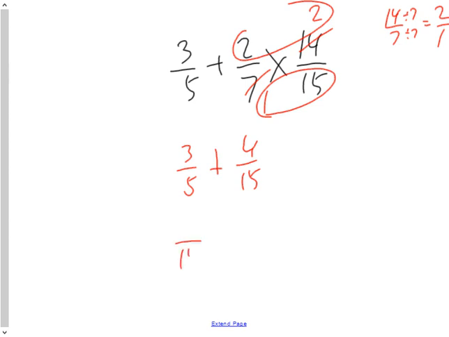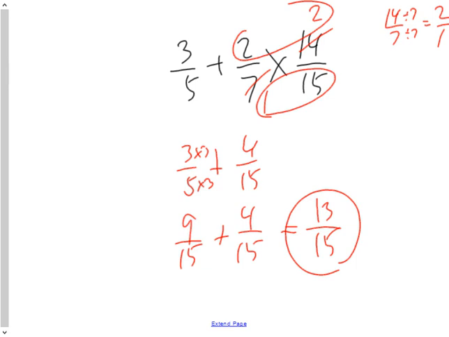I require a common denominator when I add or subtract. 15 is the lowest one we can use. This is easy because the second fraction doesn't change. But the first fraction will become 9/15. And now we have 9/15 plus 4/15. How many 15ths is that? It's 13/15, which is your answer.